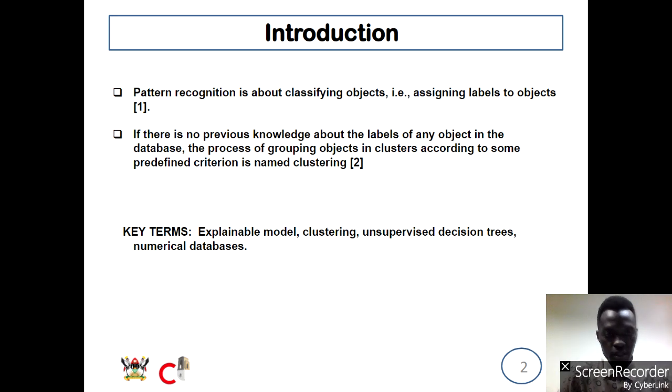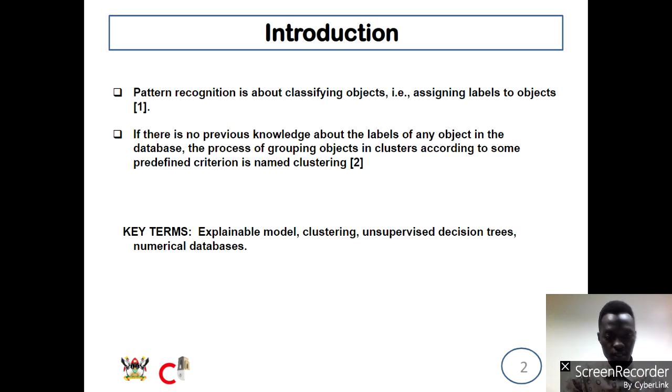So, as we start this, the key terms that you need to know before you even start reading the paper: you need to know what an explainable module is. An explainable module is a model whereby whatever results or algorithm it gives you, is it understandable by a human being? Can you get to know the reasons behind the decisions it has made? So it has to be easy to understand.